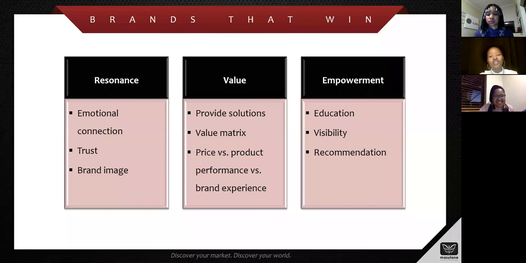So that matrix needs to be aligned. You've got to solve the problem, get the price right, make sure that your product works every time, not sometimes, you know, and then give people a positive brand experience when they're engaging with you. The last component is the empowerment. The empowerment talks about, you know, we don't give customers enough reasons as to why they need to choose us.